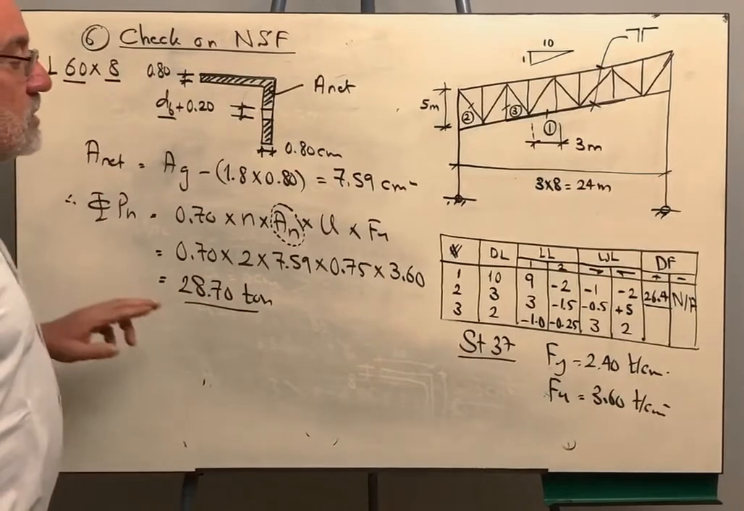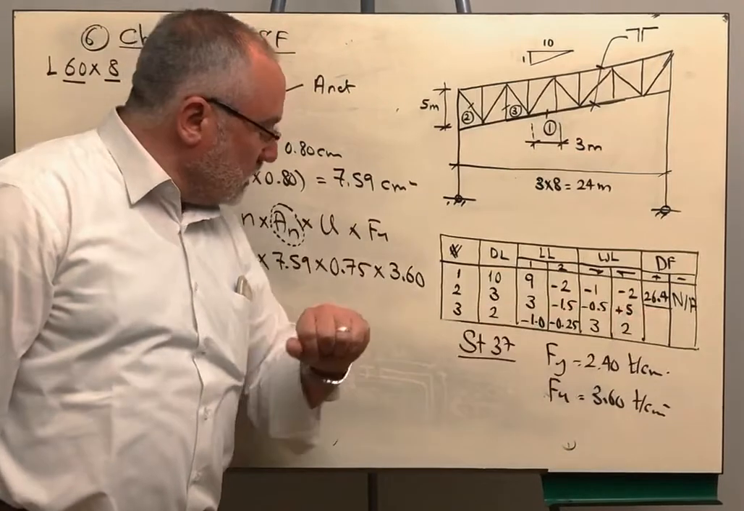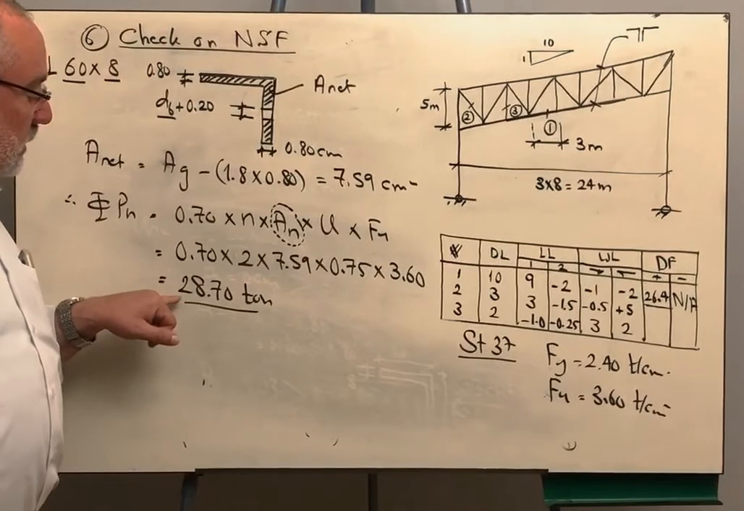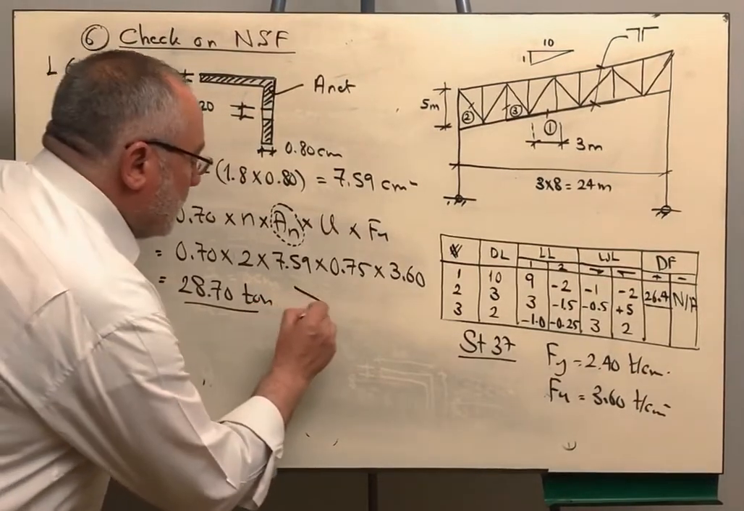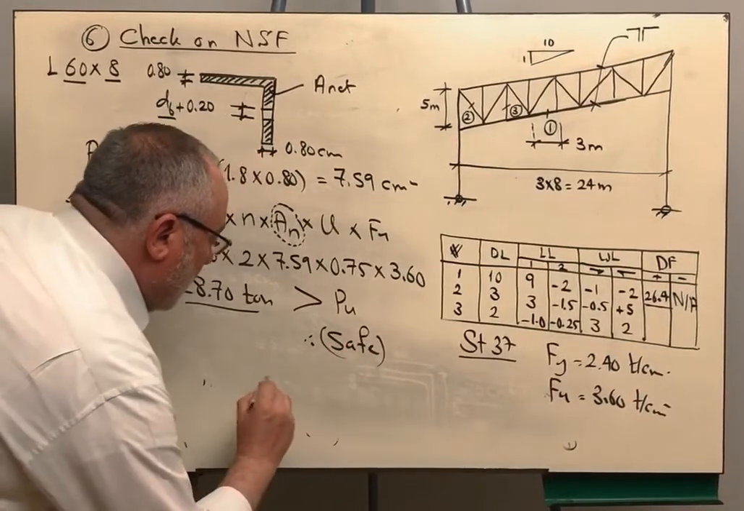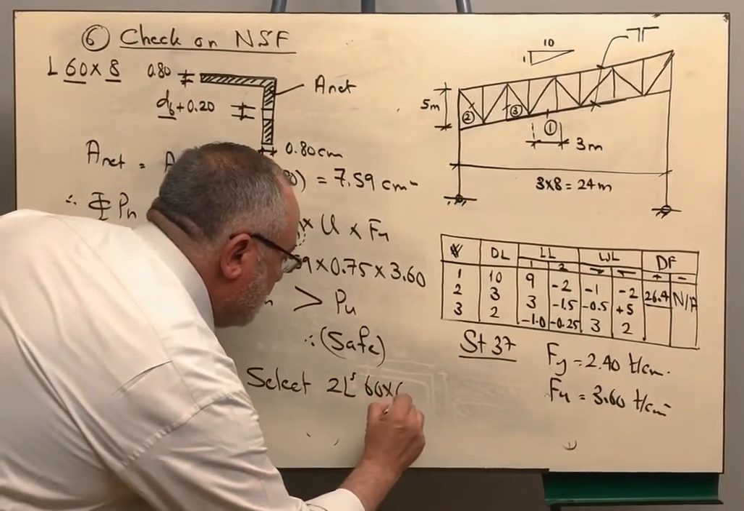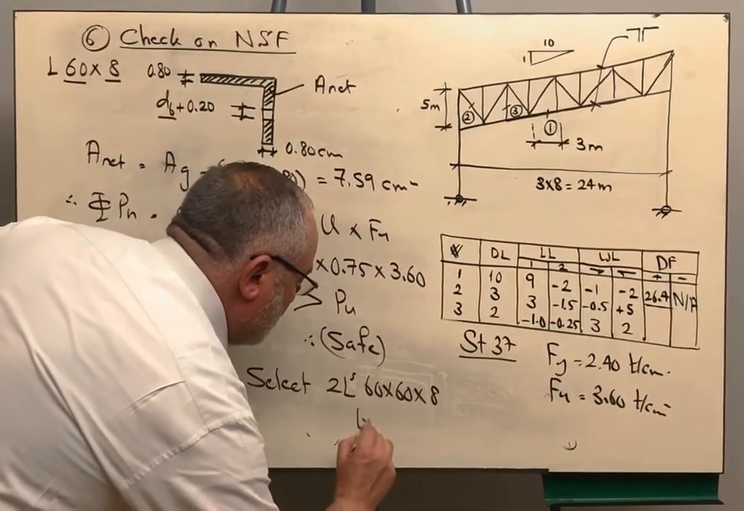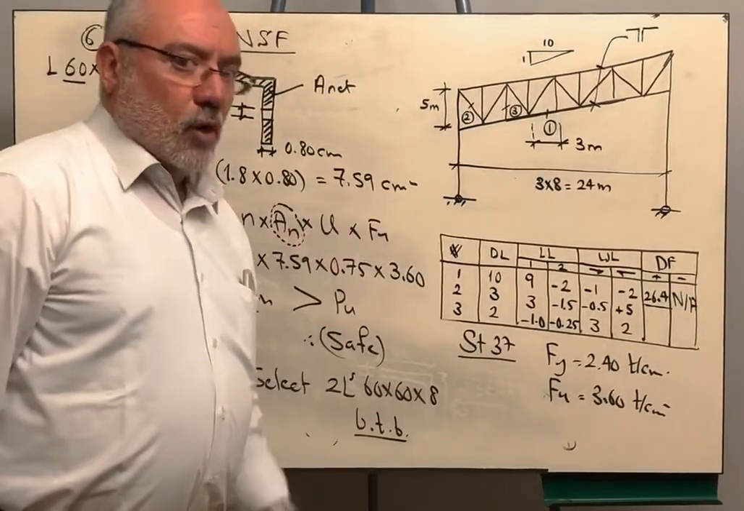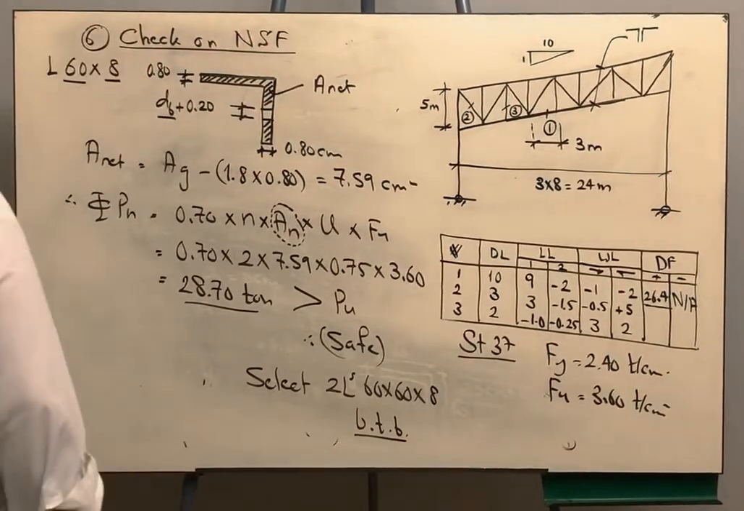Take care. How much is the applied design force? It is 26.4 according to the load combination that we did. And how much is the nominal reduced resistance? It is 28.7. So this is bigger than P ultimate. Therefore, it is safe. My final choice, select two angles 60 by 60 by 8 back to back. This is for the design of member number 1. Okay, let us go to member number 2.